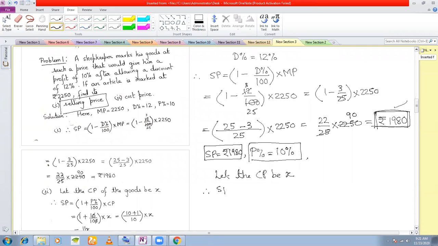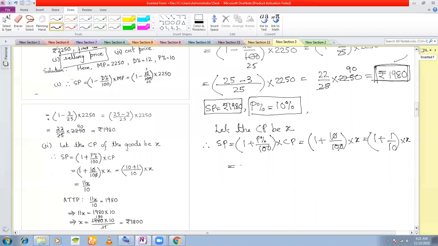Therefore, what should be the selling price? 1 plus 10 by 100 into cost price. 1 plus profit percentage, which is 10 by 100, into cost price X. So you can say 1 plus 1 by 10 into X. Now you can take the LCM. 10 plus 1 by 10, which is 11x by 10.